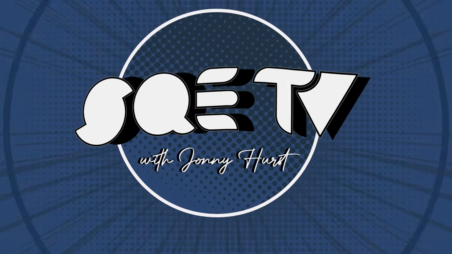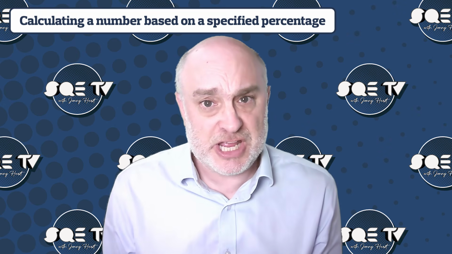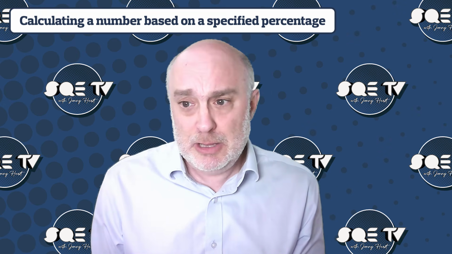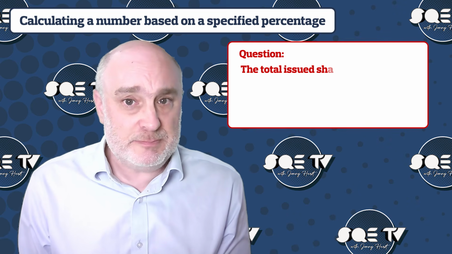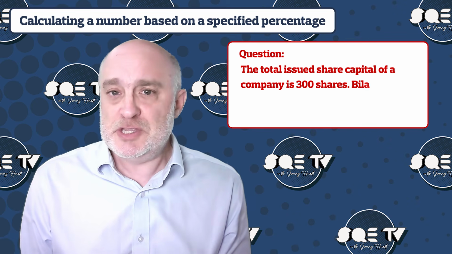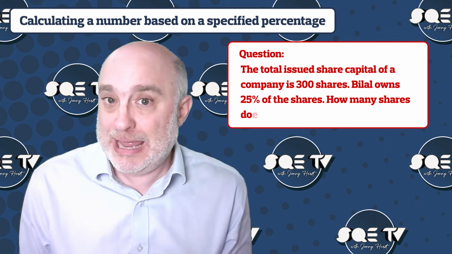In our next example, rather than calculating the total percentage of shares that a particular person has in the company, we're going to be calculating the actual number of shares that an individual holds. So we're going to be dealing with the same company again, where they have the total issued share capital of 300 shares, but this time we're dealing with Bilal, and we're told that Bilal owns 25% of the shares in the company. So how many shares in total does Bilal own?